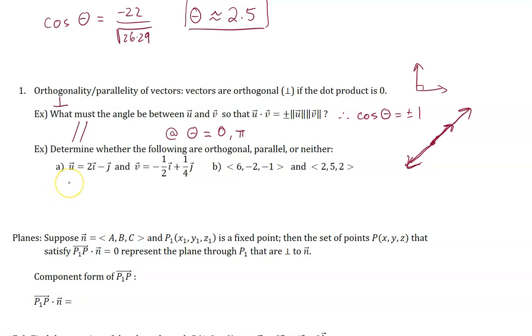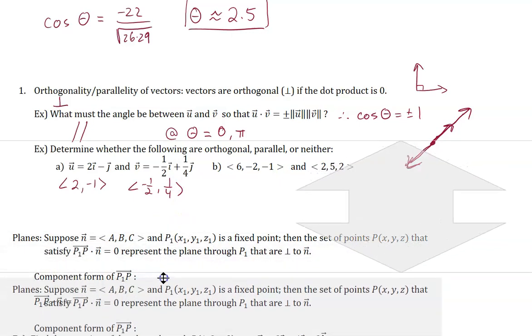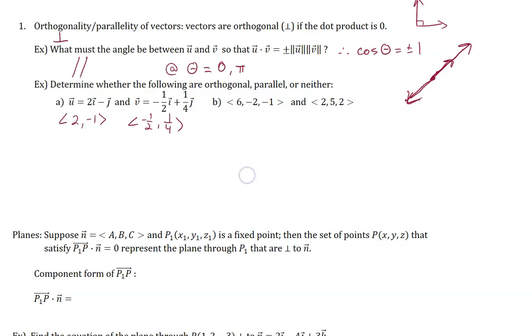So for this one right here, remember, this is basis form. i is 1, 0, j is 0, 1, and then we can write it in component form if we would like as 2, -1, and -1/2, 1/4. To determine if they are orthogonal, parallel, or neither, let's find the angle between them.